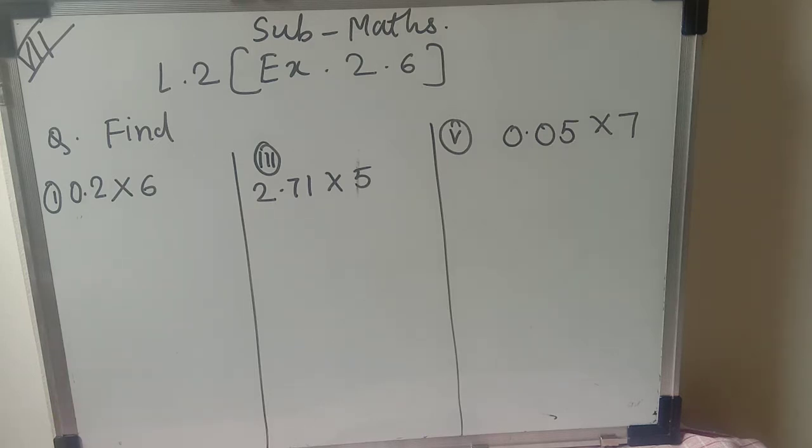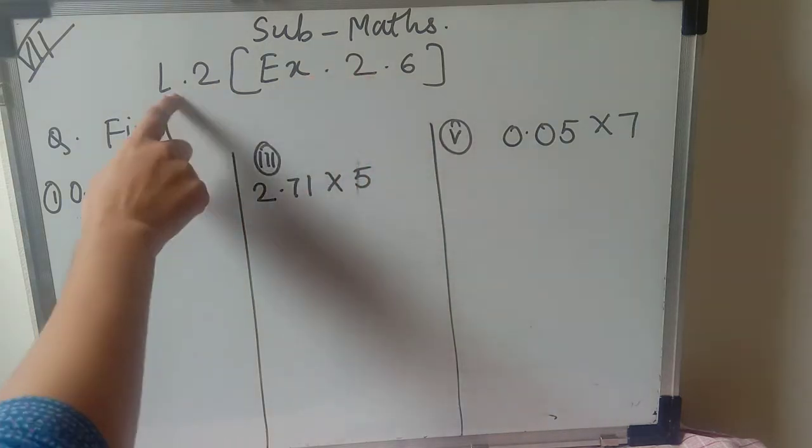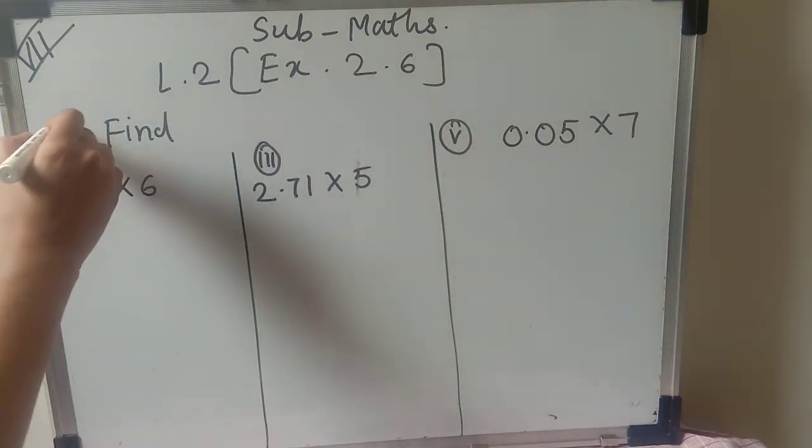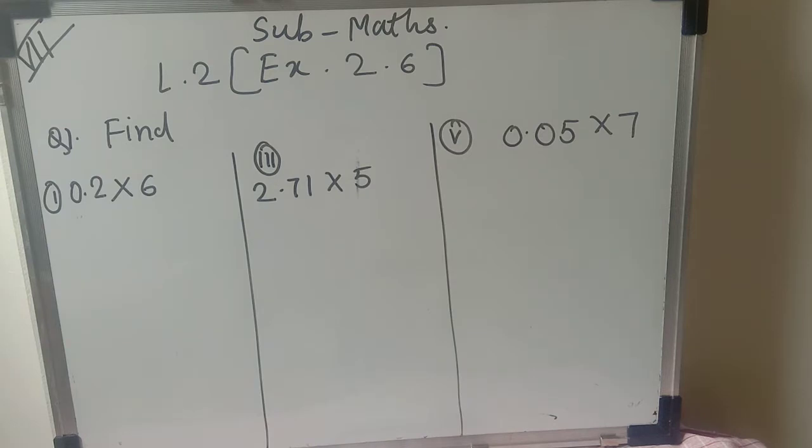So let's solve exercise 2.6 from lesson number 2, and question number 1. In question number 1, a total of 7 questions are there. Very easy examples. Out of 7 I am going to solve 3. The rest of the 4 you have to solve as homework. The first example is 0.2 multiplied by 6.